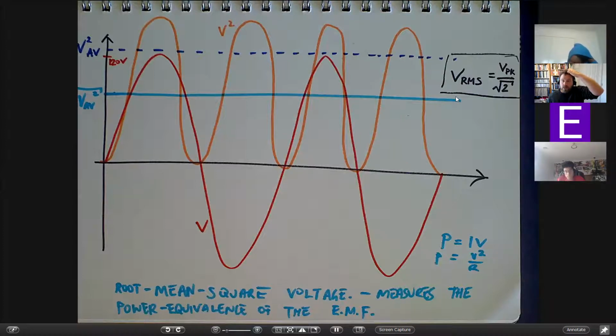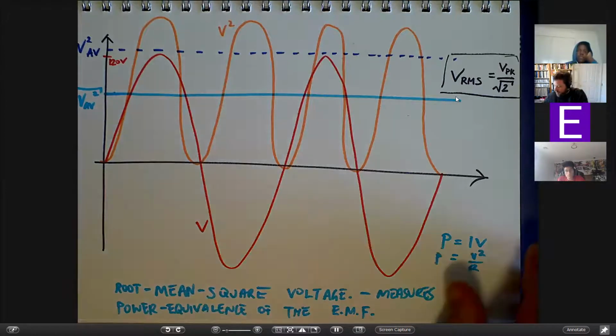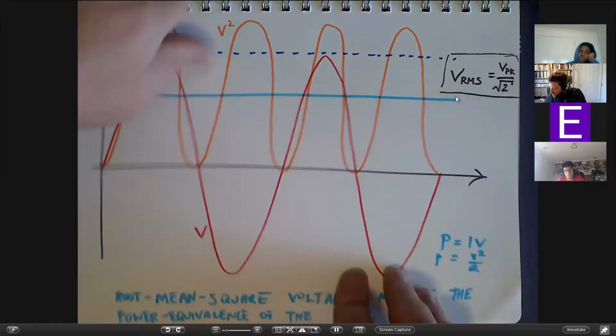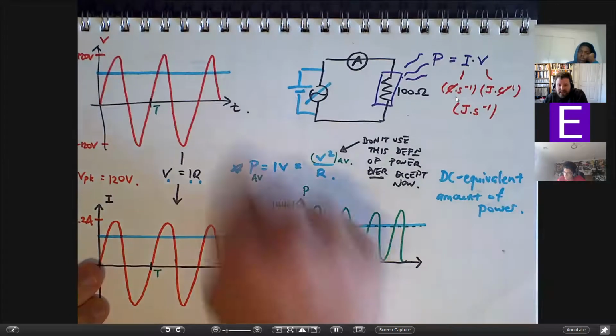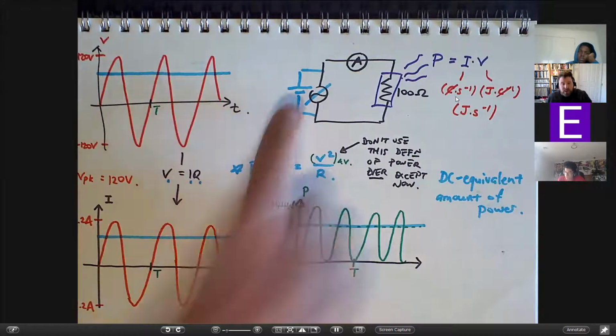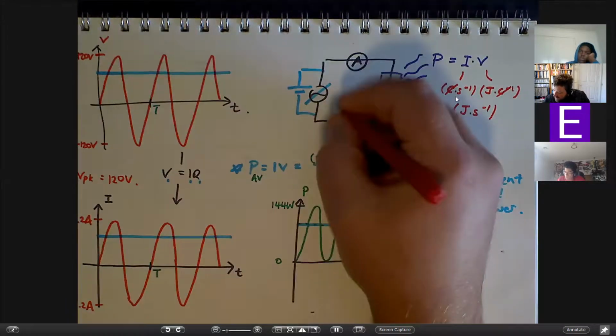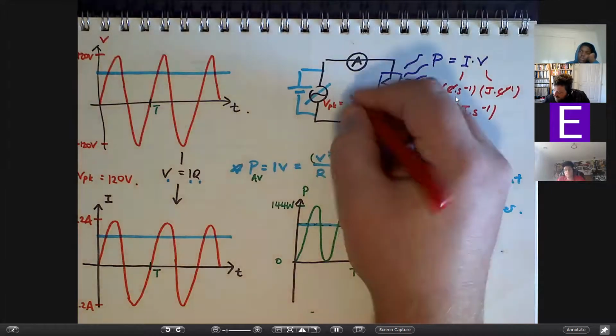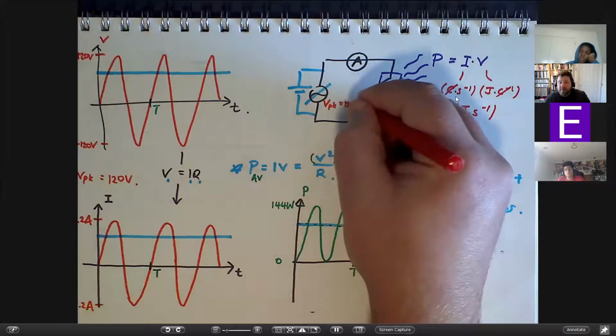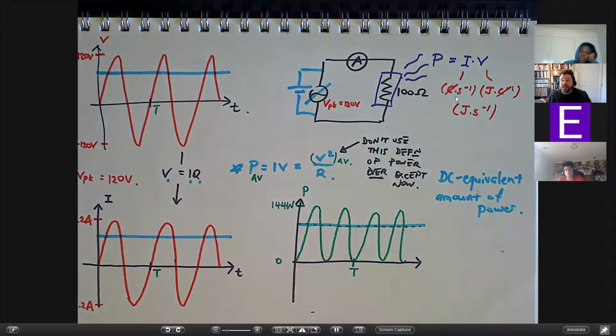Okay, so what does that mean? That means that this value here, this sort of equivalent battery that we would want to put on. So if this generator here has a peak of 120 volts, then the equivalent battery would only need to have 120 volts divided by square root of 2, which is about 90 volts. Let me get the exact value. Divided by square root of 2.